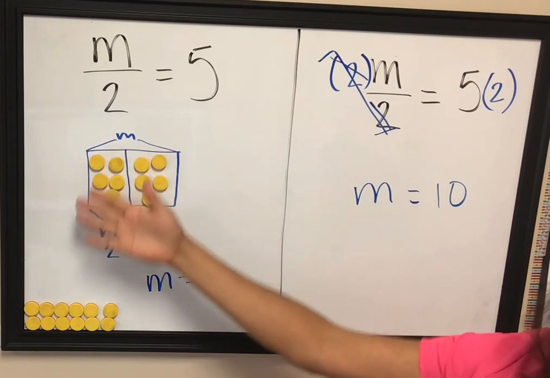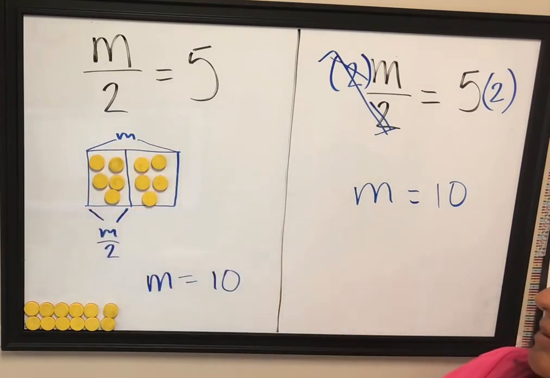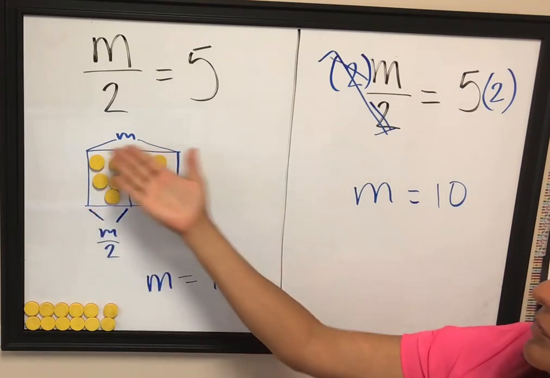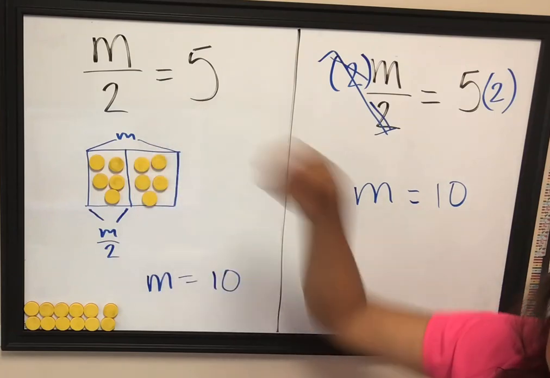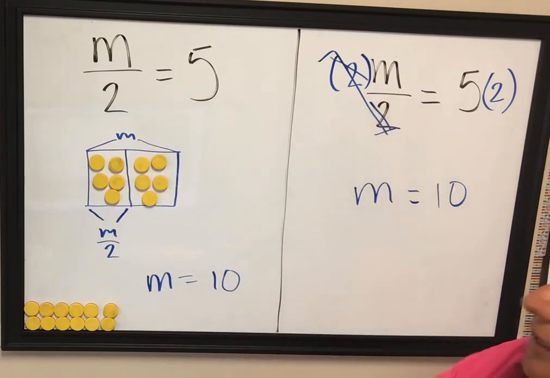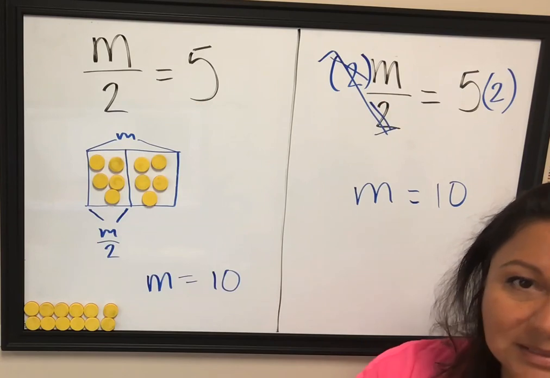Well, in this case, we can see it here. We ended up doubling this in order for me to be able to get the entire m. That's why we end up multiplying by 2, because we actually have 2 of these.